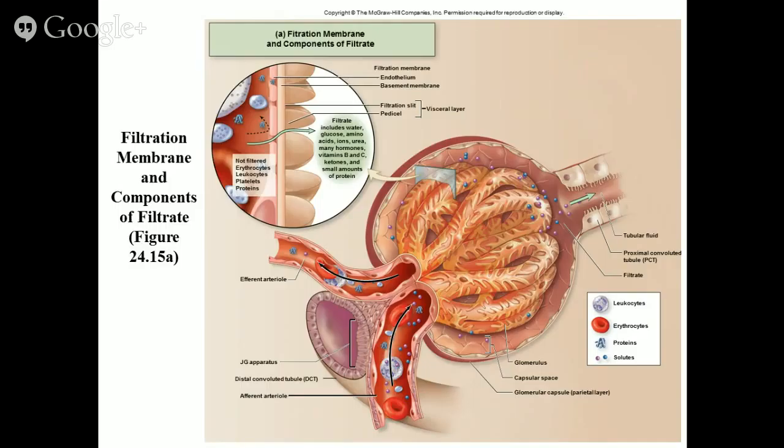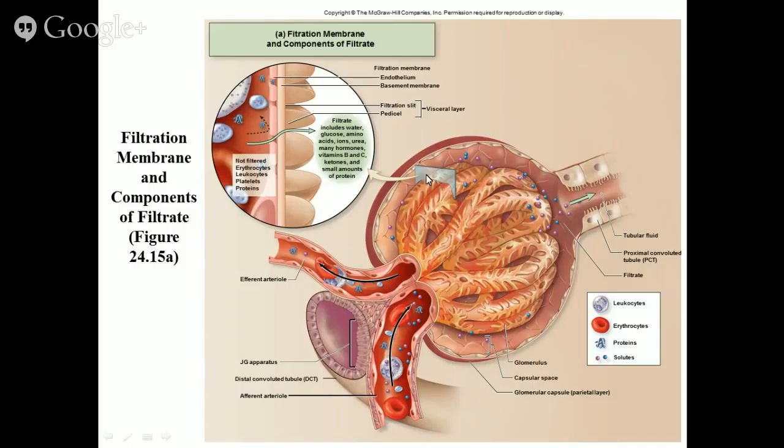But when you break down what's really in blood, there are all these constituents inside the blood. You've got red blood cells, white blood cells, plasma proteins over here, and solutes all over here. All this stuff is floating in your blood, and then it goes into the glomerulus.